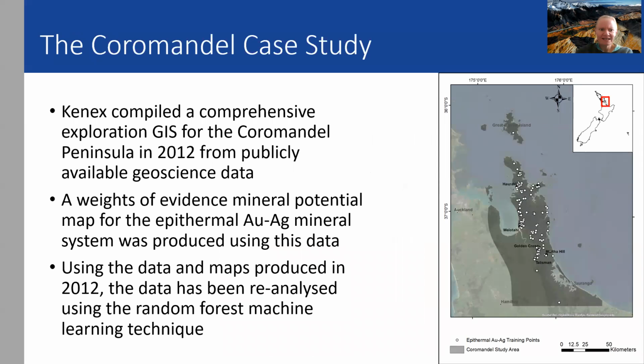So the Coromandel case study comes from a data compilation and mineral potential mapping study that Kennex undertook in 2012 using publicly available geoscience data. And at the time of the data compilation in 2012, a data-driven weights of evidence mineral potential map was created for the epithermal gold-silver mineral system using this data. However, we've now reanalyzed the maps produced in 2012 using the random forest machine learning technique.